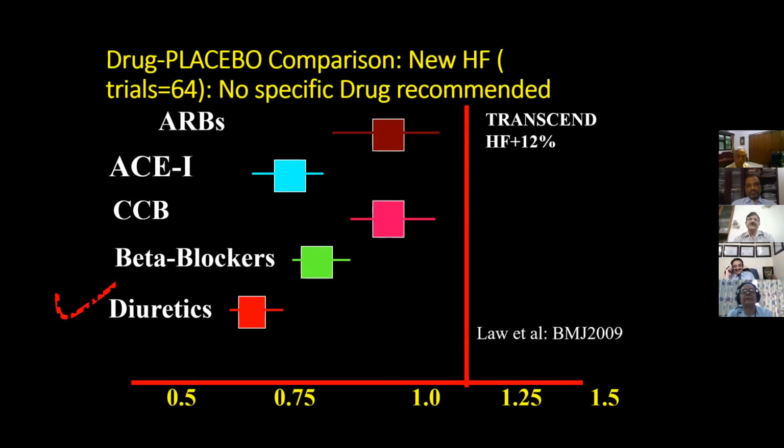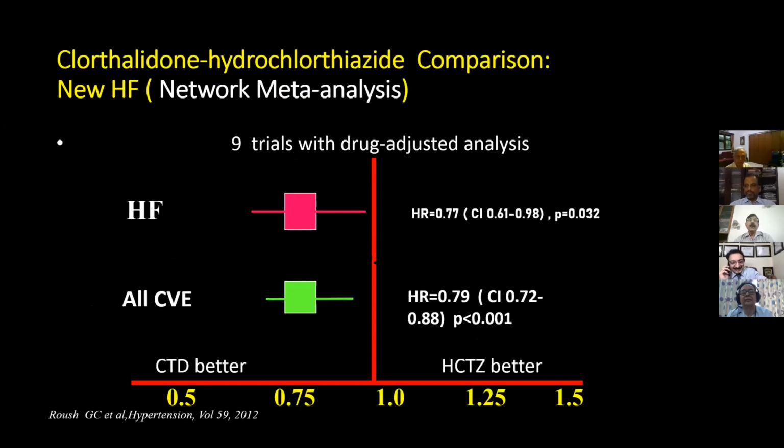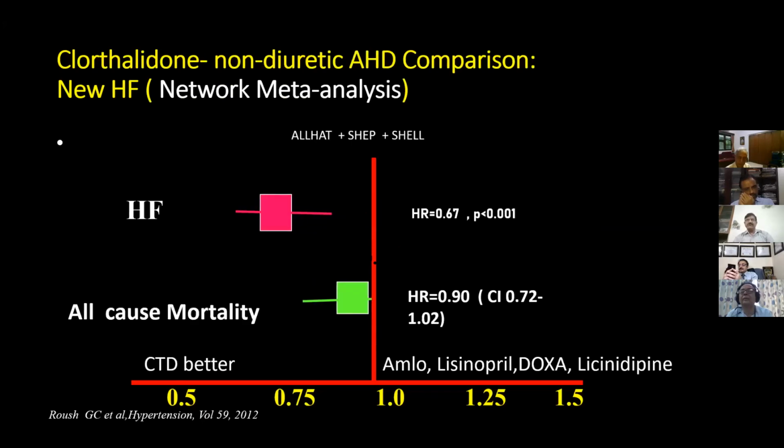Chlorthalidone actually has been shown to prevent heart failure far more than hydrochlorothiazide, and this network meta-analysis shows that when you compare the drug-adjusted analysis, chlorthalidone reduces new onset heart failure by 23% and all cardiac events by 21%. Chlorthalidone is more effective in preventing heart failure compared to all other drugs.